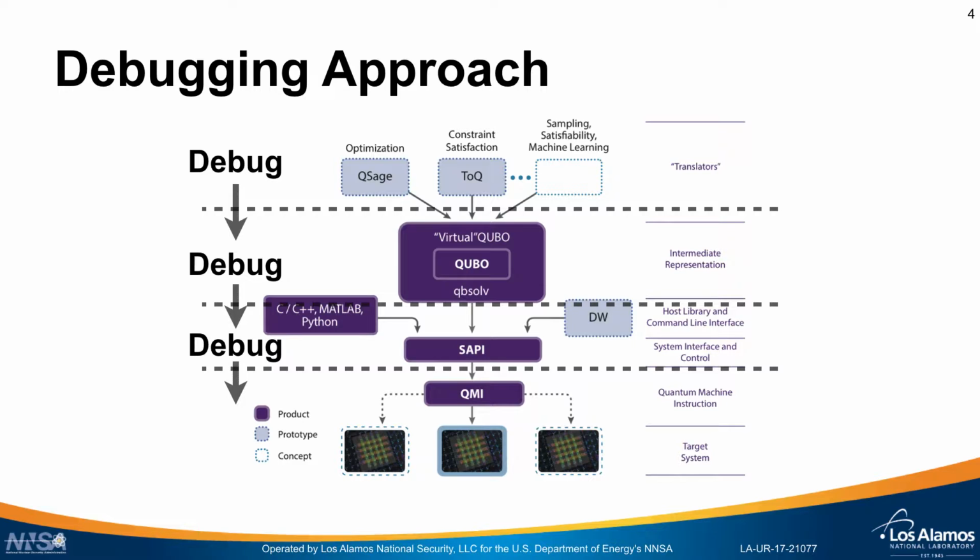And then last but not least, if you're working in the SAPI interface and you're trying to debug the output of the machine, you need to then start reasoning over these quantum machine instructions, which is the actual data that you're sending to the chip and what it's returning to you. Now, it's important to note that no matter what level you're working at in the machine, you can always jump to this quantum machine instruction level to inspect what you're sending to the hardware.